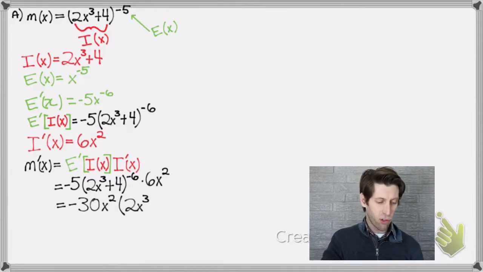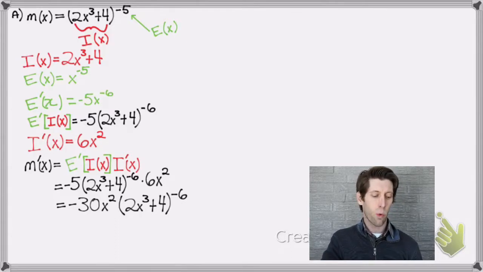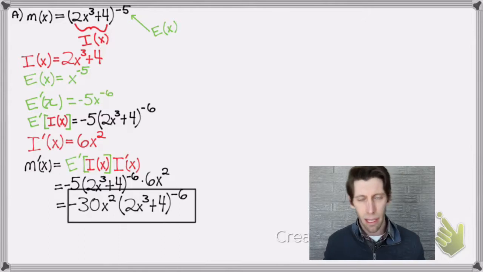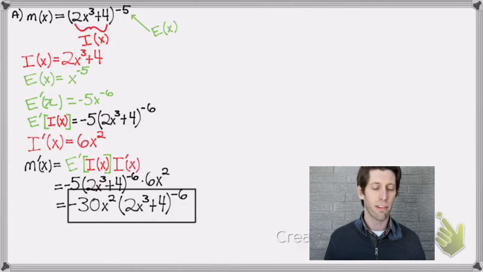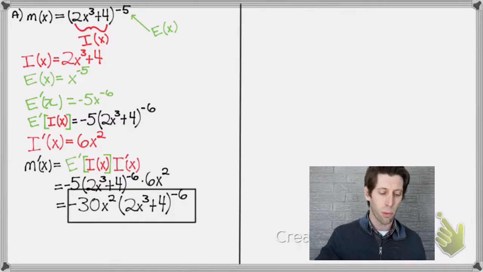We can simplify things just a little bit, make it a little bit prettier to get minus 30x squared times the quantity 2x cubed plus 4 raised to the minus 6th power. That's about as simple as it's going to get, and that's our final answer. Now, that being said, nobody actually applies the chain rule like this. There's a much faster way of doing this problem.